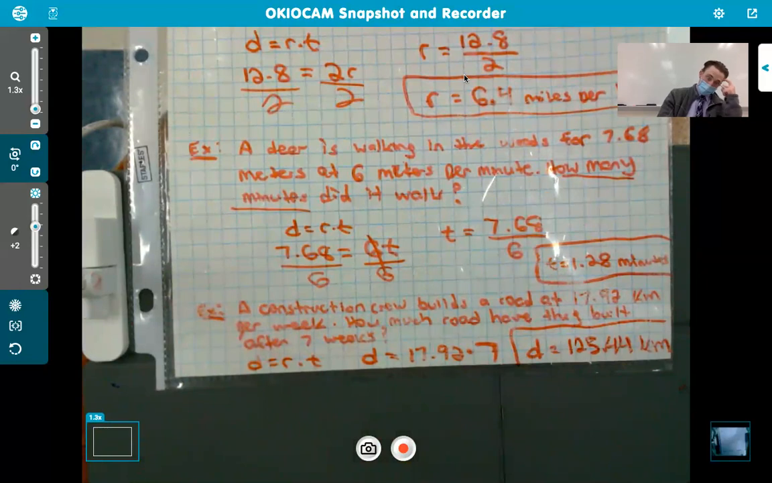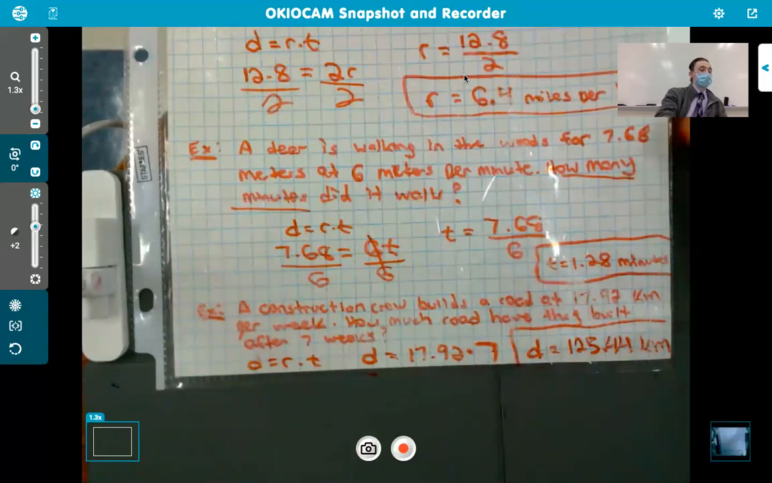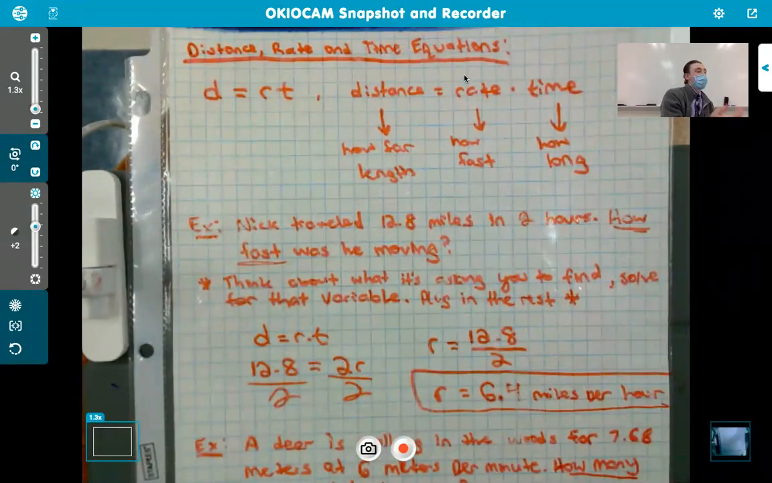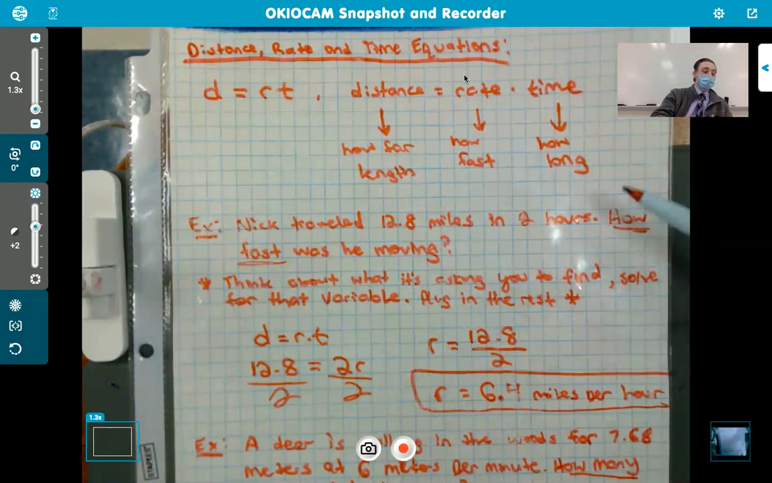All right. So sometimes you're going to have to divide to get the variable by itself. Sometimes the variable is already by itself, like when you're solving for distance. So you just multiply the numbers together. But essentially, the toughest part about this is to understand what's given to you versus what you're trying to find, right? Understand some of the language that you're going to see. How far was something? What was the length of something that was built? How fast did something go? You're going to solve for rate. How much time did it take? How long did it take? Solve for time.